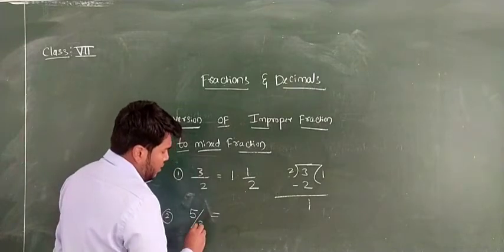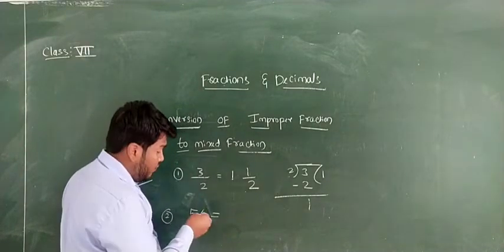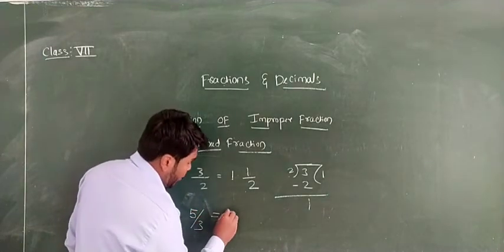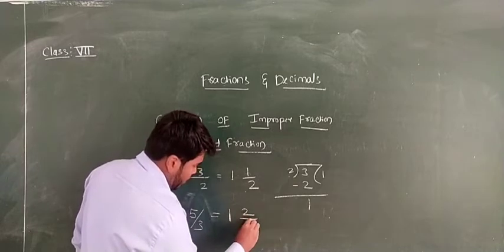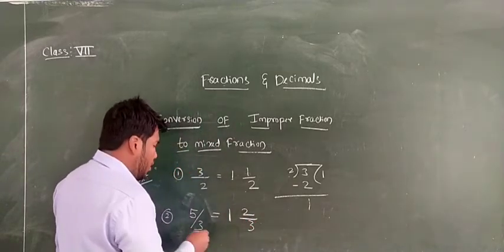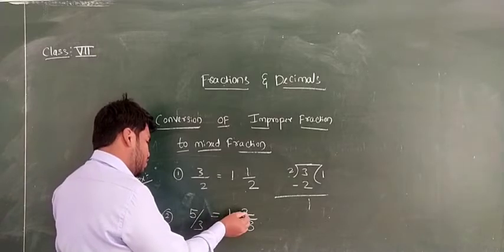5 by 3. 3 ones are 3, 3 twos are 6. So 6 is greater than 5. So you can write 3 ones are 3, remaining is 2, 2 by 3. So 3 ones are 3, integer 1, remaining is 2, so 1 integer 2 by 3.